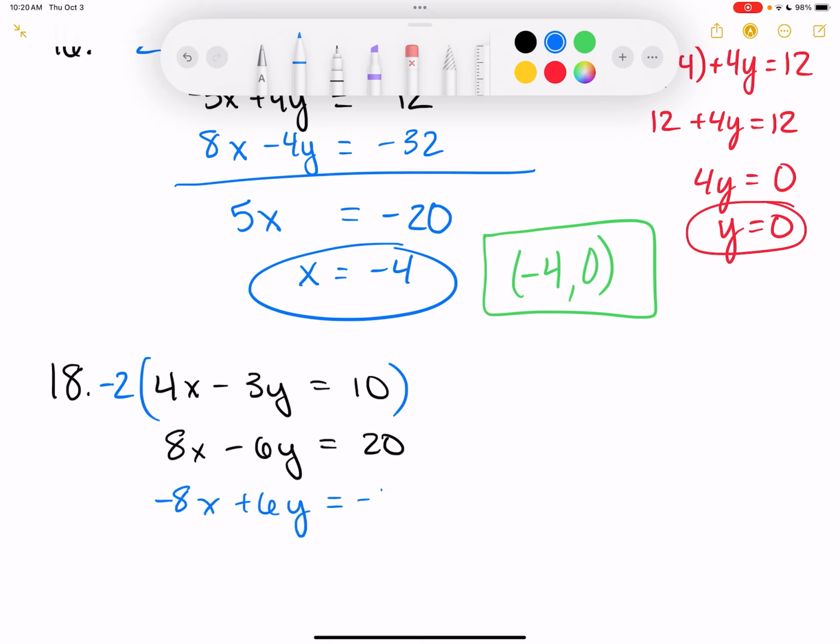Everything on the left is gone. Everything on the right is gone. I have a 0 equals 0. What does that mean? Infinitely many solutions. Whoa. Infinitely many solutions.